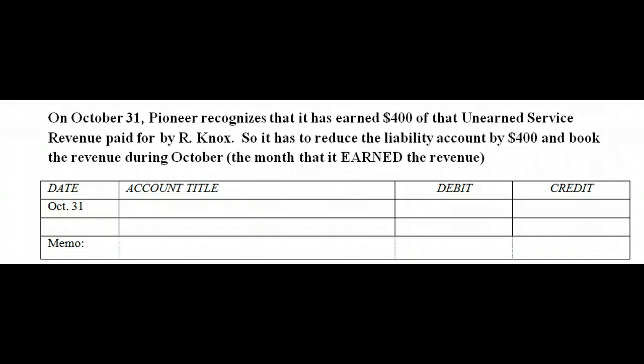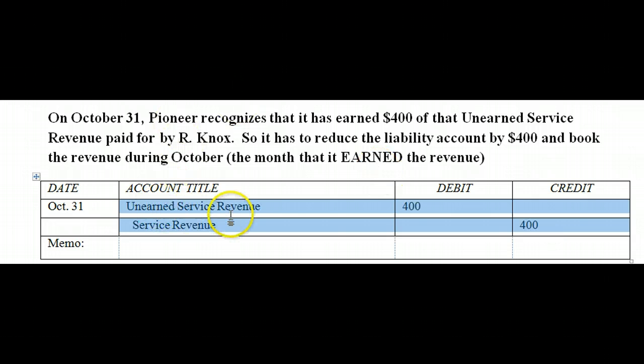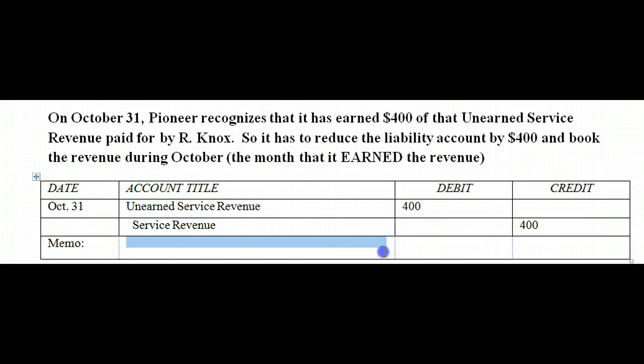Then we look at our books and we discover that we did $400 worth of work for Mr. Knox. Remember, he paid us $1,200 in advance. So now we get to recognize that we earned $400 of that $1,200. So we're going to reduce our liability account, unearned service revenue, by $400 and get to book that service revenue. If expenses are debits, the opposite of expenses is revenue, and so we'll get to book that now as a credit. Remember, this service revenue account keeps track of our fees earned, whether we get paid today, tomorrow, or never. And these are $400 worth of fees that we earned.